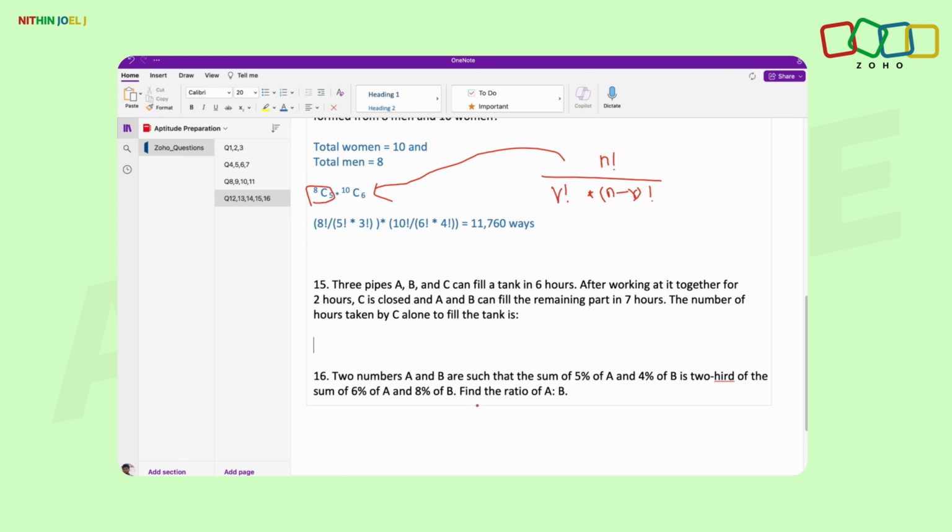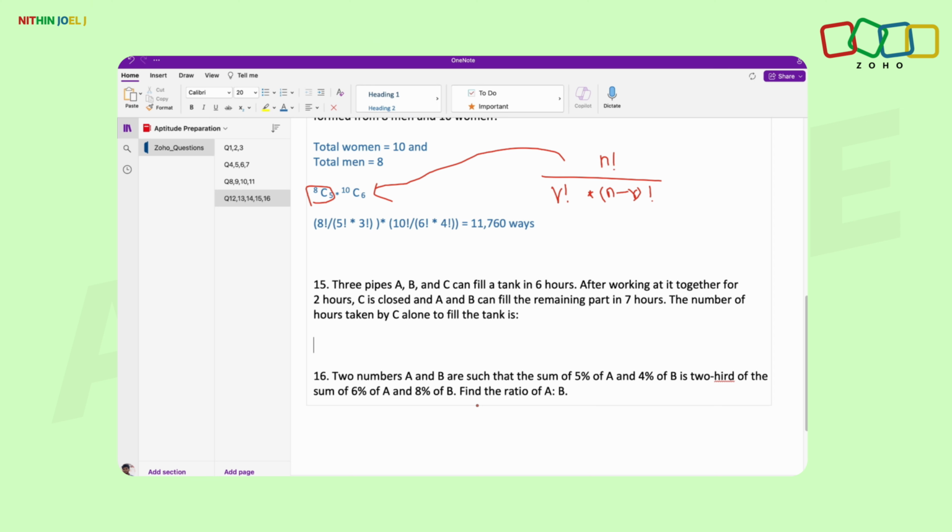There are 3 pipes, A, B, C, which can fill a tank in 6 hours. After working at it together for 2 hours, C is closed and A and B can fill the remaining part in 7 hours. The number of hours taken by C alone to fill the tank is. So let's consider this question as a time and work question instead of using pipes and those concepts. Let's solve this using the time and work concept itself, because that's very easy to solve over here.